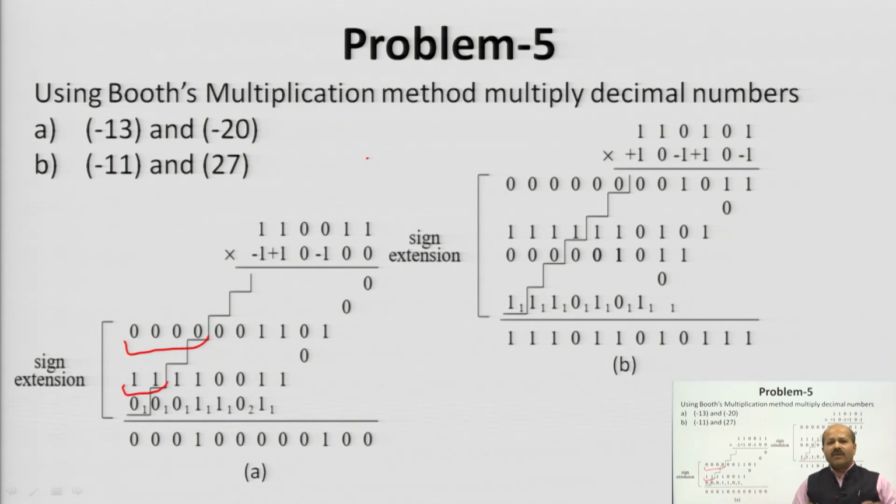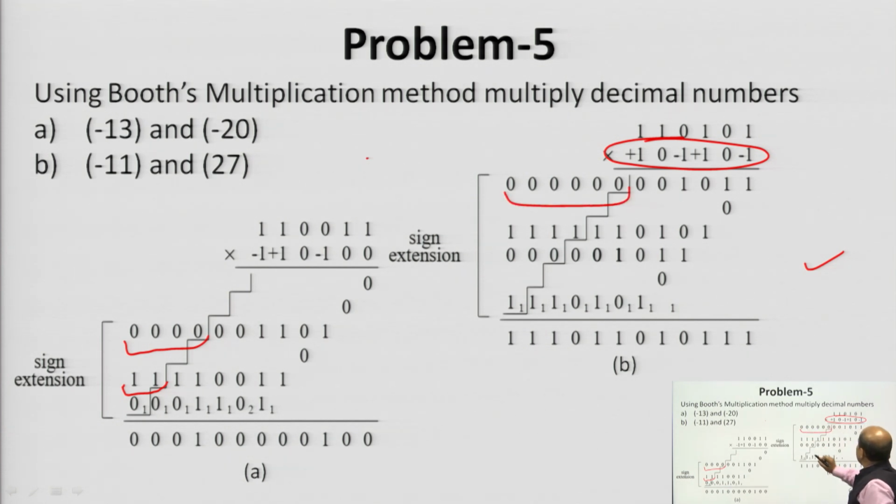In the remaining positions we will transfer 1 1, and in the same way we do here. The encoding bits are given here: plus 1 0 minus 1 plus 1 0 minus 1. When we multiply by minus 1, that means we copy 0 0 in the remaining positions. When we multiply by plus 1, the remaining positions will be 1 1, and we simply perform the addition operation. So, this way we can perform the Booth multiplication algorithm when the multiplicand is negative.